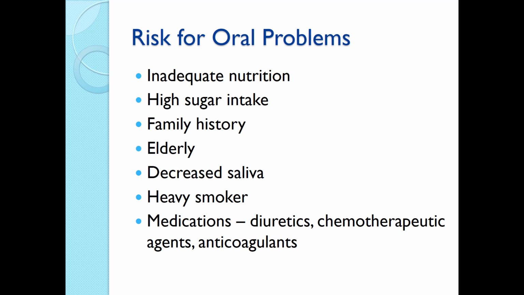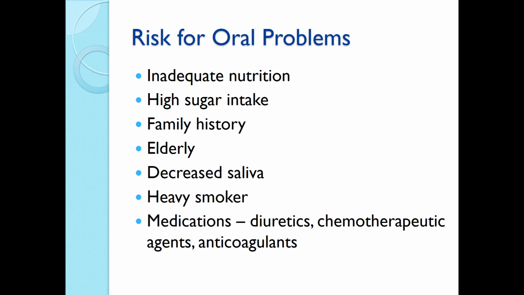Patients who have inadequate nutrition. We need all of those nutrients in order to maintain healthy tissues in the body, so when we're lacking those, it increases the risk. Sugar intake, because bacteria really like sugar, so bacterial growth will increase where there are high sugar levels. And family history: some people have a higher tendency to develop things like cavities and periodontal disease. So there's a genetic tendency as well.